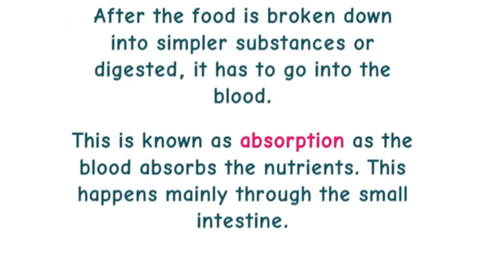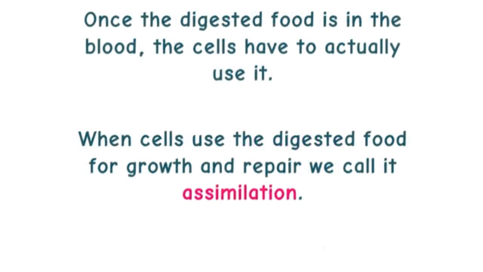ये किसके थ्रू होता है? स्मॉल इंटेस्टाइन के थ्रू. And once the digested food is in the blood, अब ब्लड में भी चला गया तो cells उसको use करेंगे. So when cells use the digested food for growth and repair, we call it assimilation.